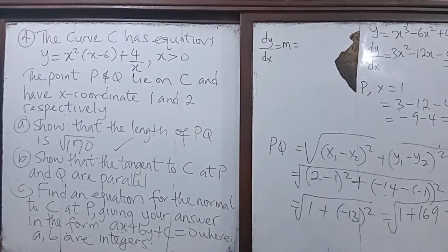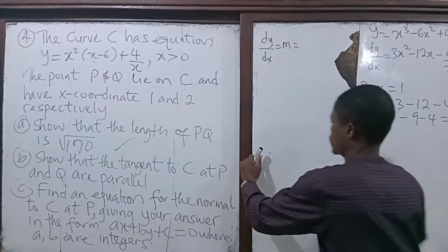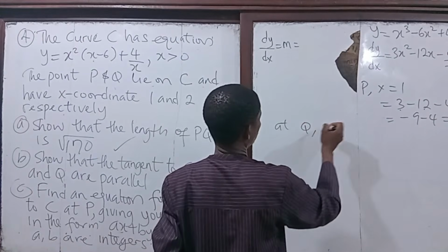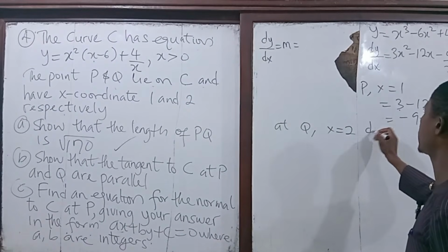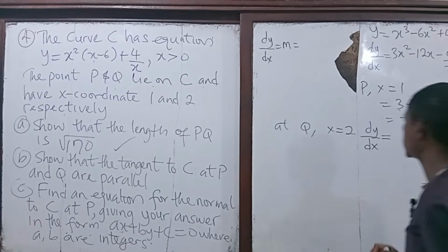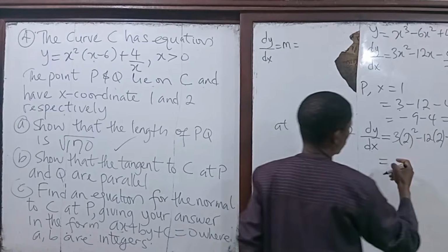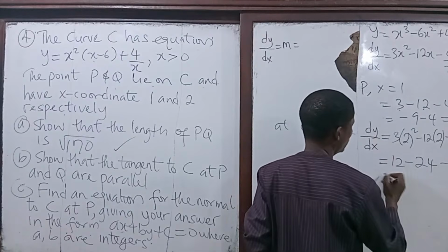Let's see at point Q. At Q, x is 2. Get the gradient at that point. That will be equal to 3 times 2 squared minus 12 times 2 minus 4 over 2 squared. That gives me 2 squared, that's 4, times 3, that's 12, minus 24, minus 1. And that gives me minus 13.